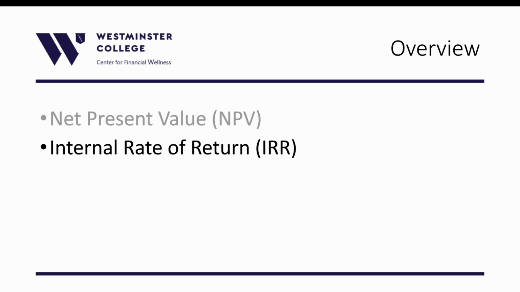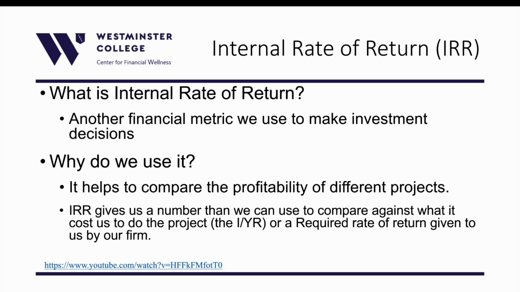Now, we've talked a little bit about NPV. Let's talk about IRR. These are two related financial metrics. So what is IRR, or internal rate of return? It's another financial metric that we use to make investment decisions, but how do we use it? Basically, IRR comes out, once we calculate it, to be an annual percentage return. It helps us to compare the profitability of different projects, or to compare the profitability of one project against our discount rate, or what we think we should be earning on other investments.